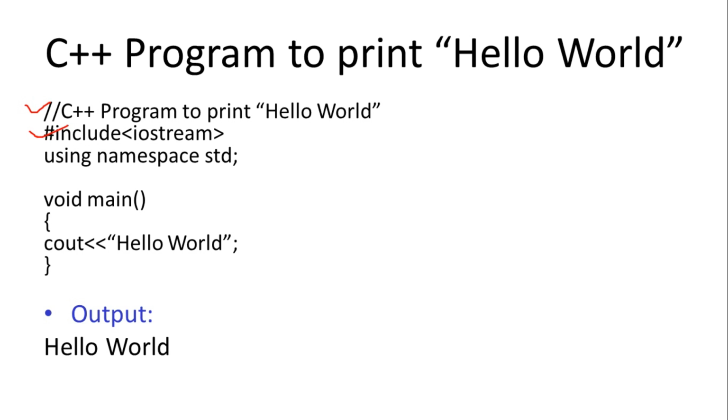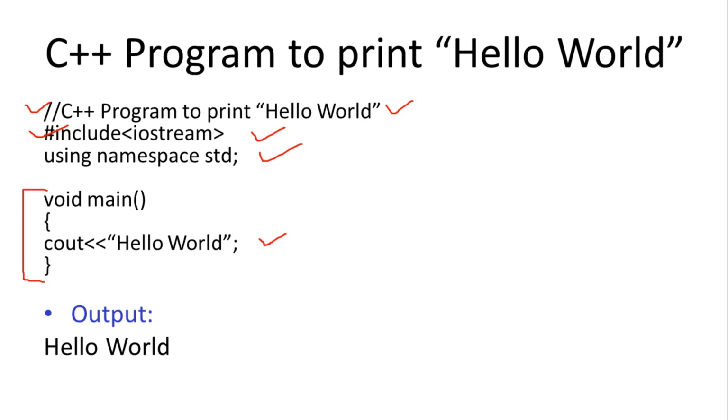So first is the comment section, that is C++ program to print hello world, then inclusion of the library file, and next is the using namespace, and then the main function, start of main, end of main, and between that, your aim was to print hello world, so you have written only one statement, cout hello world. So this is just a simple program for printing the message hello world. So the main function consists of only one line.